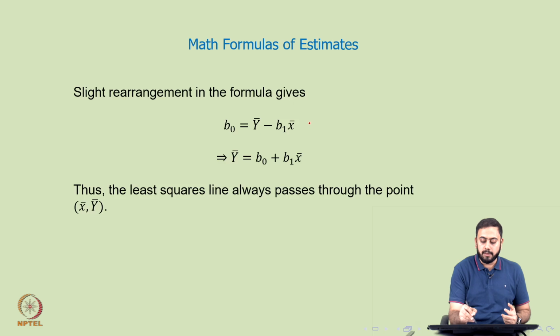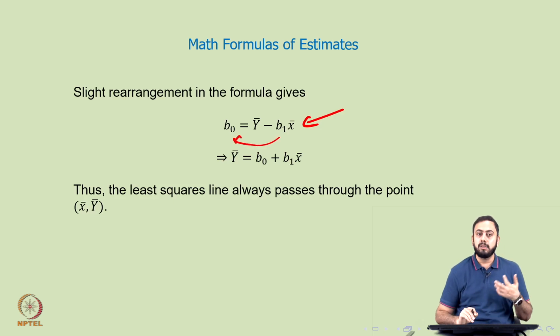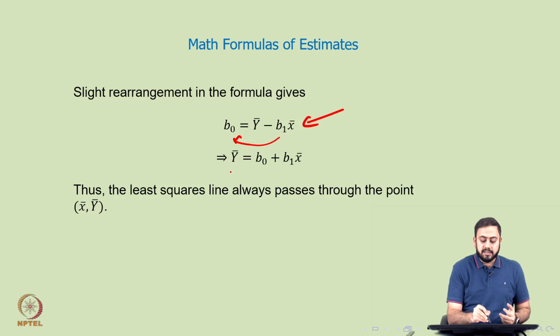So B0 is y bar minus B1 x bar. If you do a slight rearrangement of this equation, what will you end up with? This implies that y bar would be nothing but B0 plus B1 x bar. If you take B1 x bar to the LHS, then y bar becomes B0 plus B1 x bar. And doesn't this resemble the equation of a best fitting line?